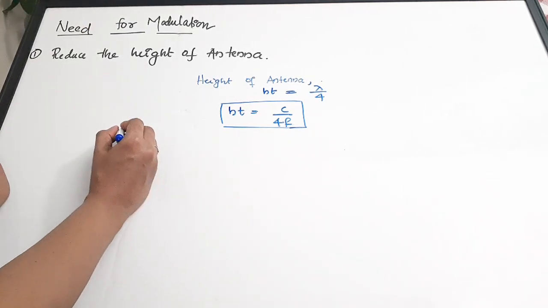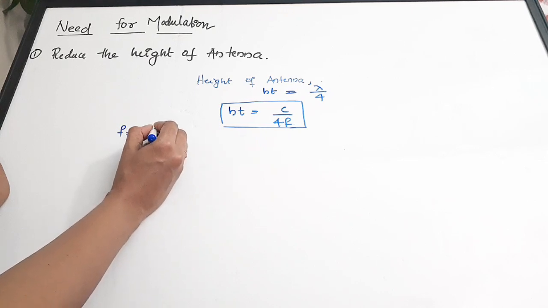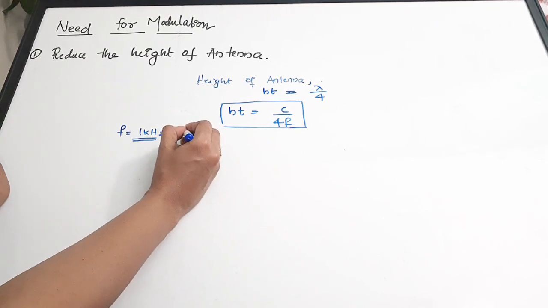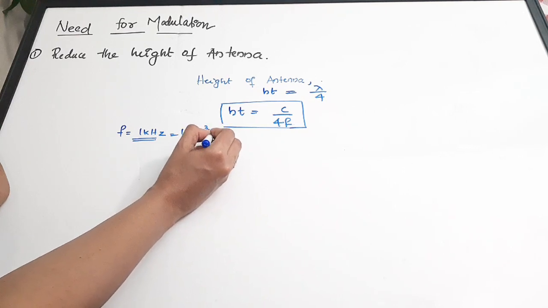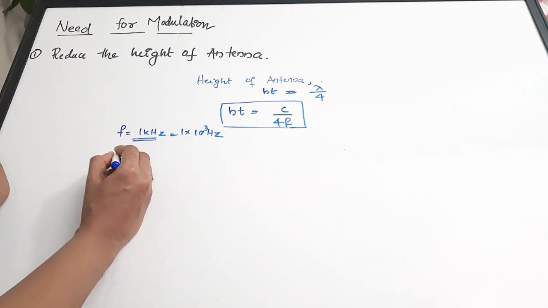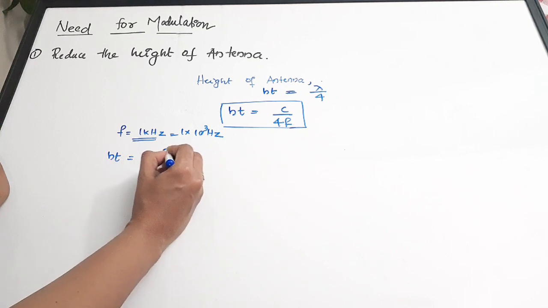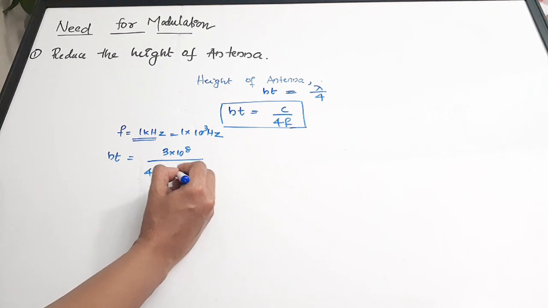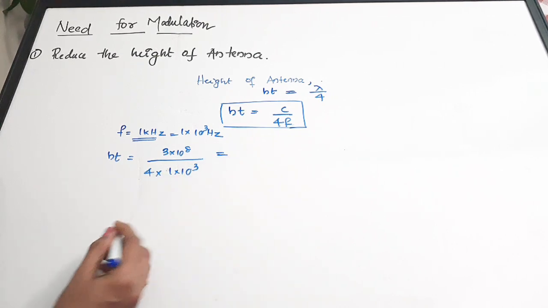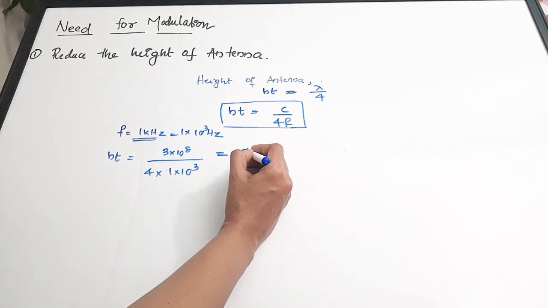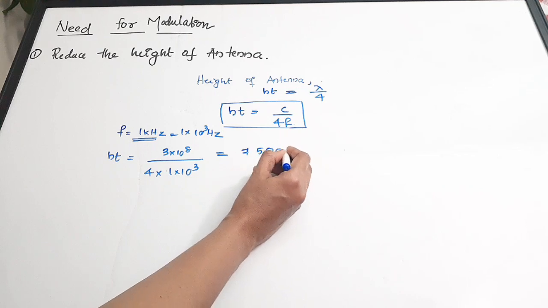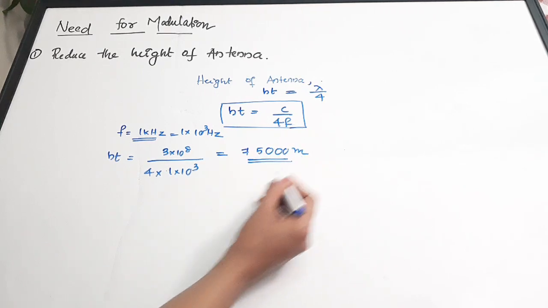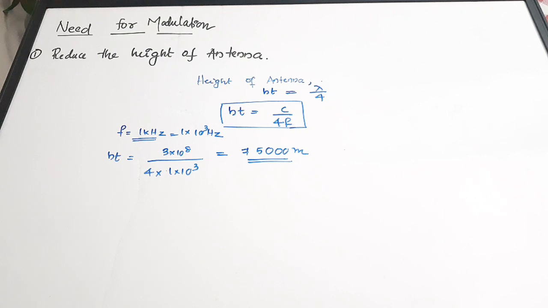Consider that you are going to use F equal to 1 kilohertz, that is 1 into 10 raised to 3 hertz. What will be the height of the antenna in that case? ht will be equal to C, which is 3 into 10 raised to 8 meters per second, divided by 4 into 1 into 10 raised to 3. When you use F equal to 1 kilohertz, you get a height of antenna equal to 75,000 meters. That is not a practical case.